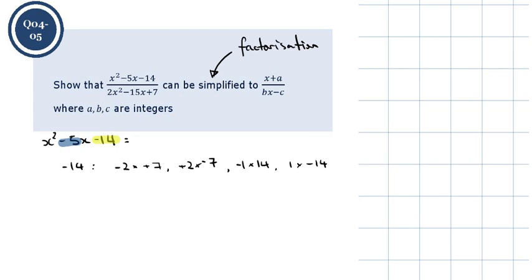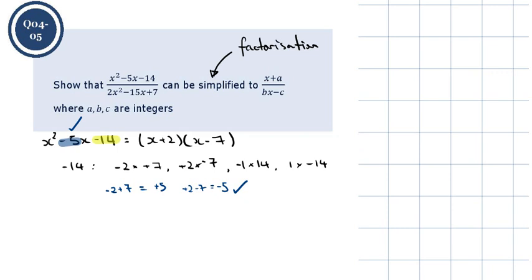If I have minus 2 plus 7, what am I going to get? I'm going to get a plus 5. So plus 5 is not minus 5, so that's not okay. The next thing is plus 2 minus 7. What am I going to get? I'm going to get minus 5. So that's correct, these two match. So my result is going to be x plus 2 and then x minus 7.